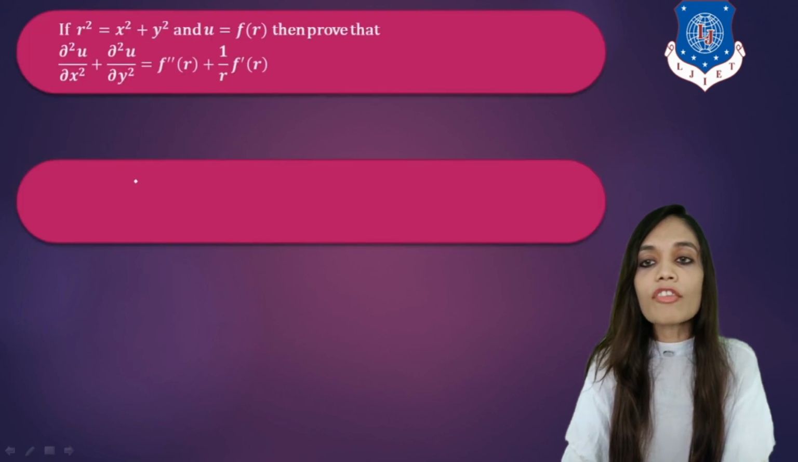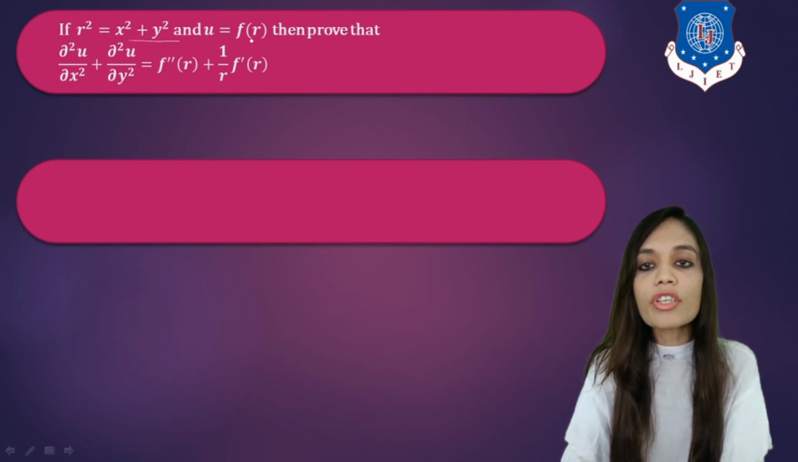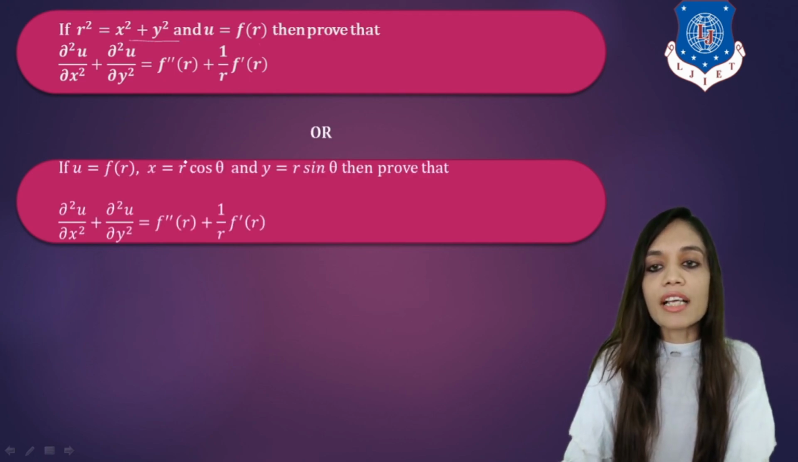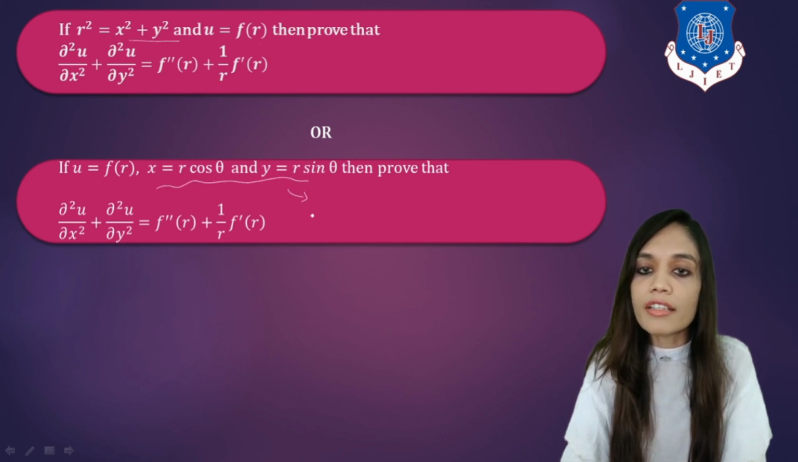So now let us see one more example. If r square is equal to x square plus y square, here only two variables are given, and u is equal to f of r, then we have to prove that del square u upon del x square plus del square u upon del y square is equal to f double dash of r plus 1 upon r f dash of r. Or the question can be asked as, if u is equal to f of r and x is equal to r cos theta and y is equal to r sin theta, from this also we can write it as r square is equal to x square plus y square.